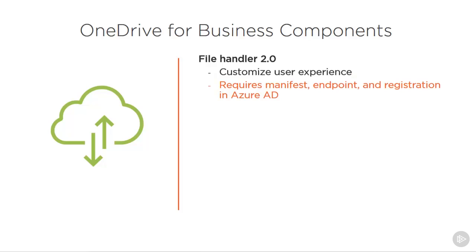And the File Handler 2.0 requires a manifest, which is all the metadata for the interaction between the client and the server, an endpoint, and registration in Azure AD.